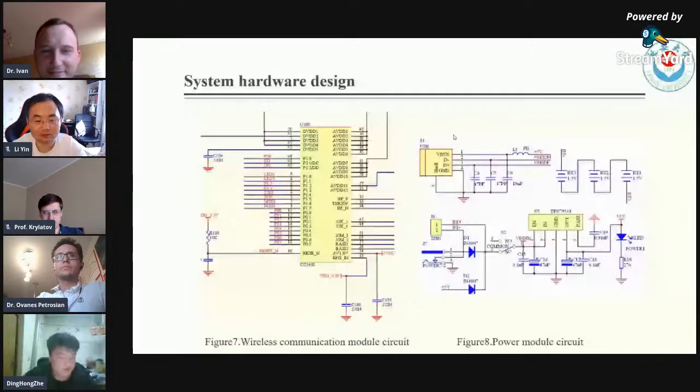CC2530 combines its excellent performance of leading RF transceiver. In industrial standard, it has the 8051 CPU system, programmable flash memory, 8 KB RAM, and many other powerful functions.